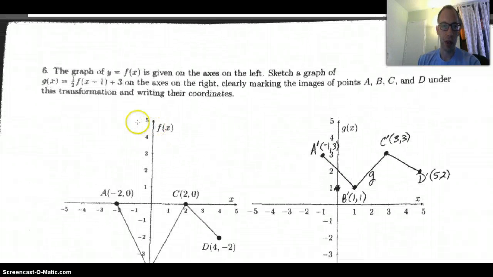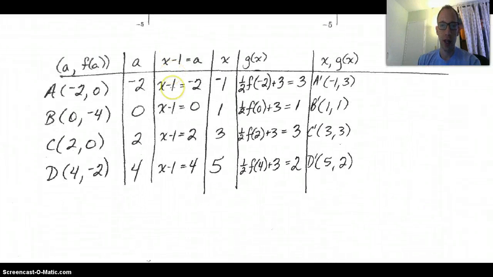So we have this original f of x, but we also have our g of x, which is going to be 1/2 f of x minus 1 plus 3. And I set up this chart. So these are the 4 original points. I'm using a instead of x because I'm reserving this x for my future function, for the transformed function.